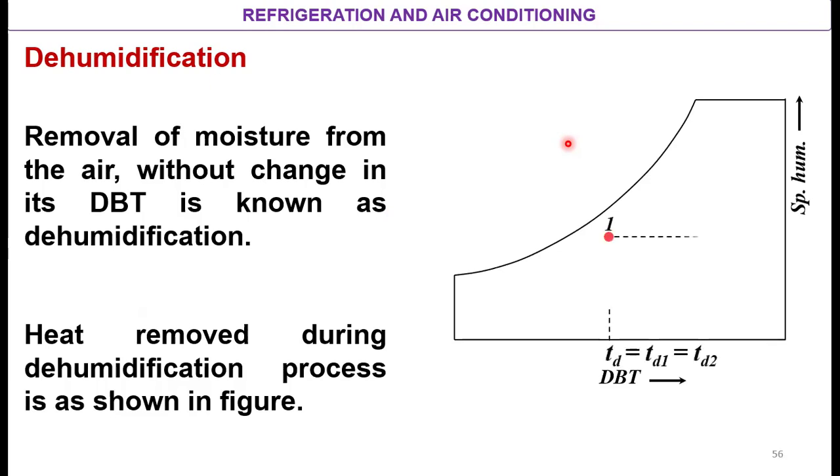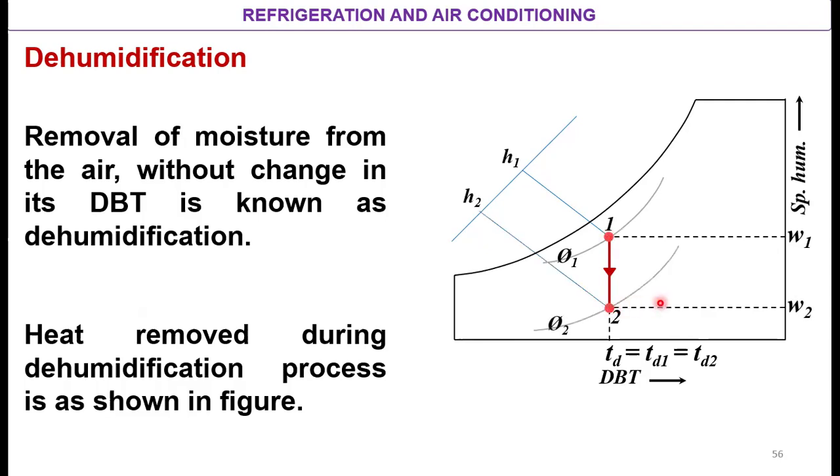Point 1, with the dry bulb temperature TD1, relative humidity phi1, specific humidity omega 1, enthalpy H1. Now the point 2 in the downward direction. So you are having the phi 2, omega 2, and H2. So again, it will be seen that the dry bulb temperature is constant, TD1 equal to TD2. But there is a decrease in specific humidity, a drop from omega 1 to omega 2.